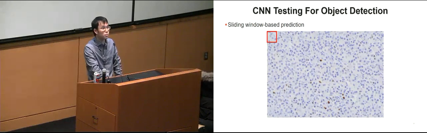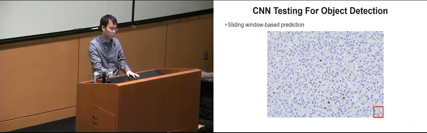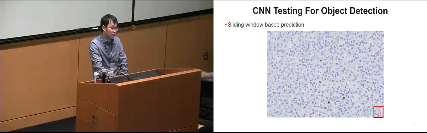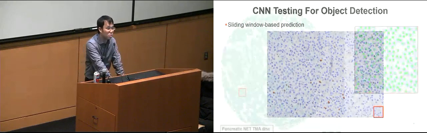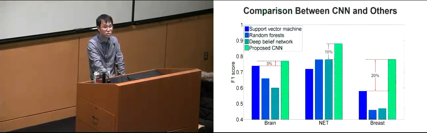We use the sliding window-based method to detect for each pixel. We make a prediction of how likely this pixel is inside the objects. And then, based on the probability map we get, we can find the local maximum as the locations of the targets we want to find. So we use the sliding window for the pixel-wise prediction, and then we apply this algorithm to the whole dataset, and this is the nuclei image data, as well as the brain tumor and the breast cancer as well.